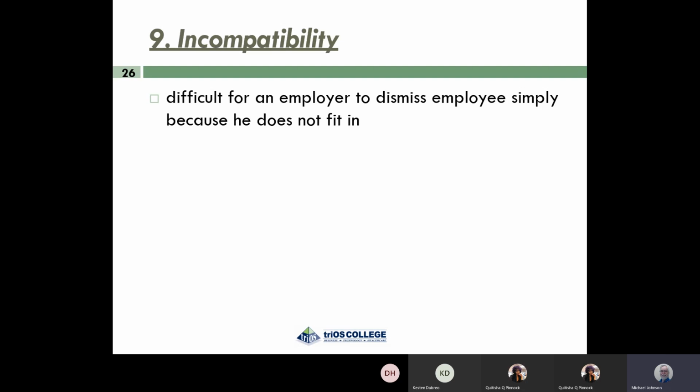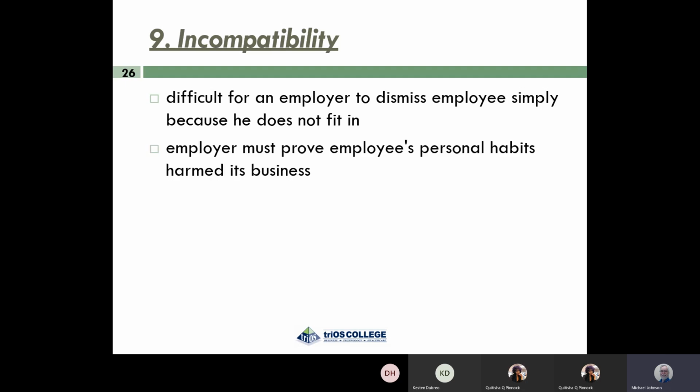Incompatibility is another big issue too. It's difficult for an employer to dismiss employees simply because I don't like you. You don't look so good. I don't like your face. You have a beard or whatever. Whatever the reason, your head's bald, whatever the rationale is, it's just personal dislike, and you don't like the individual, and therefore you perceive them as being incompatible with your particular department or company. The employer must prove that the employee's personal habits harm the company.